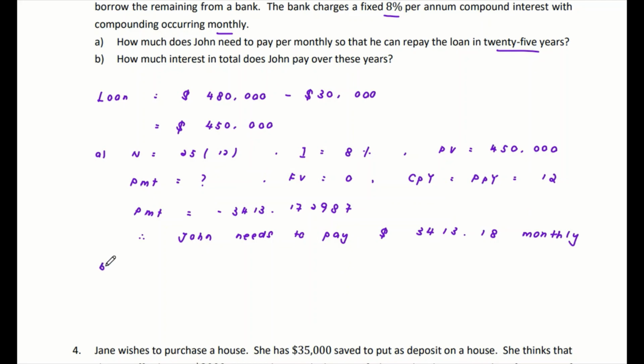B, how much interest in total does John pay over this period? When we want to find the total interest, we find the total repayment that we make throughout the years, then subtract the total loan that we actually borrowed. So in this case, 3413.18 multiplied by 12 times per year, then 25 years, then minus the total money that I actually borrowed, which is 450,000. Let's use the calculator to help us do this.